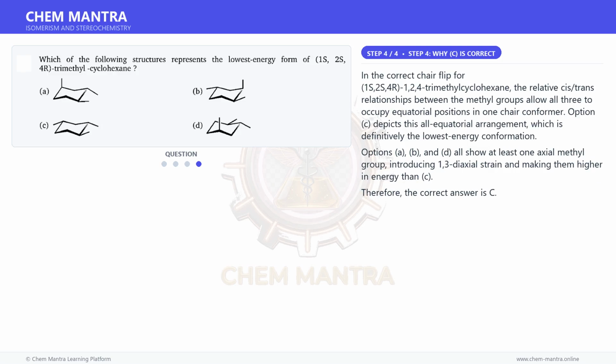And for the final step, in the correct chair flip for 1S, 2S, 4R-1,2,4-trimethylcyclohexane, the relative cis-trans relationships between the methyl groups allow all three to occupy equatorial positions in one chair conformer. Option C depicts this all-equatorial arrangement, which is definitively the lowest energy conformation. Options A, B, and D all show at least one axial methyl group, introducing 1,3 diaxial strain and making them higher in energy than C.